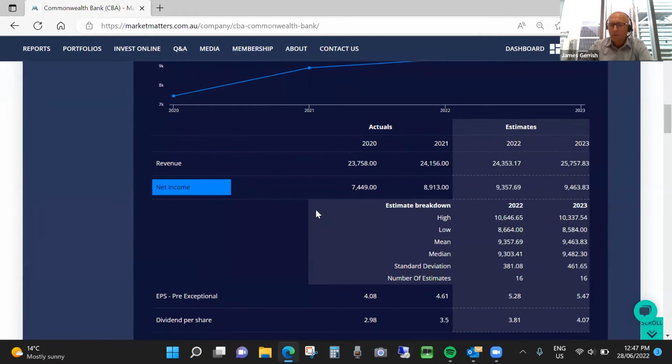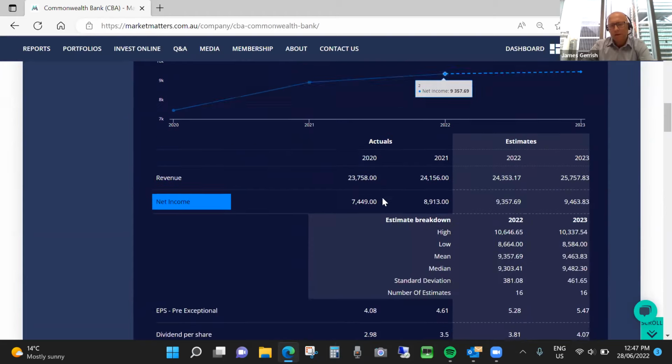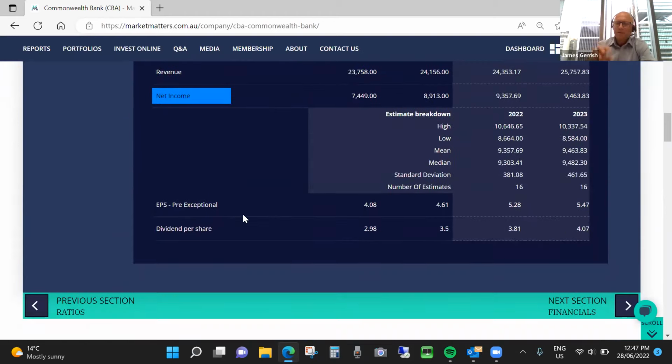The net income number is the same. So this is what profit CBA is going to do. And you can see that again on the chart. The dotted line is the estimates. The solid line is the actuals. And it breaks this down further.